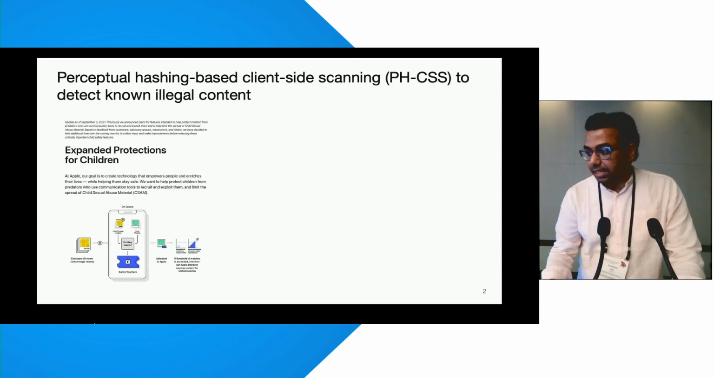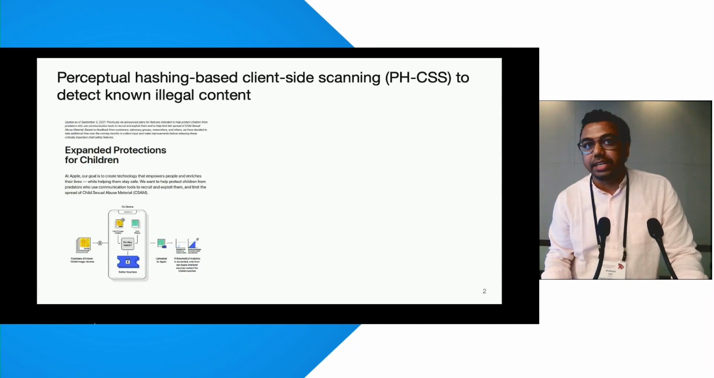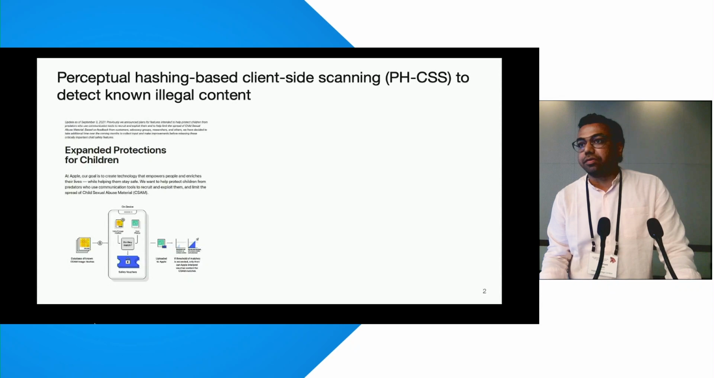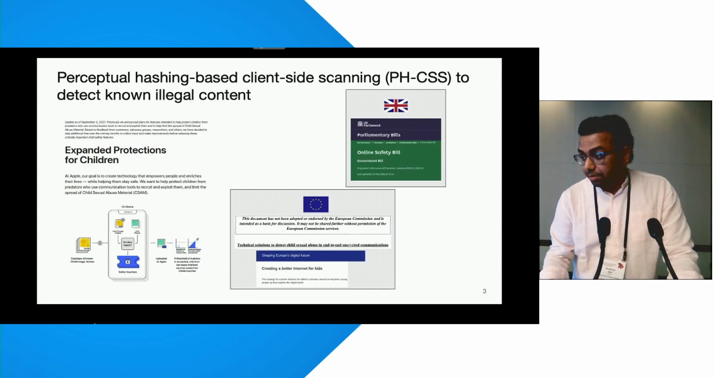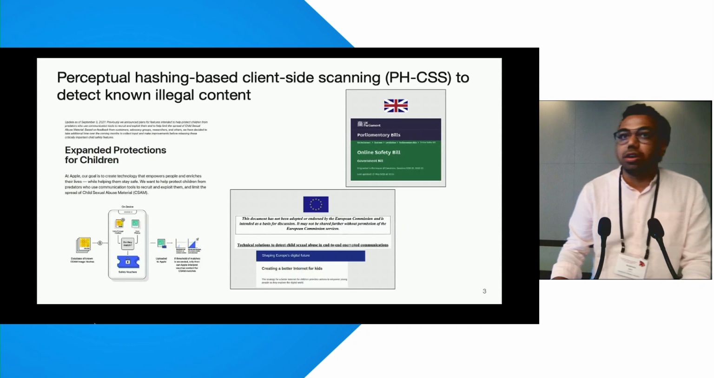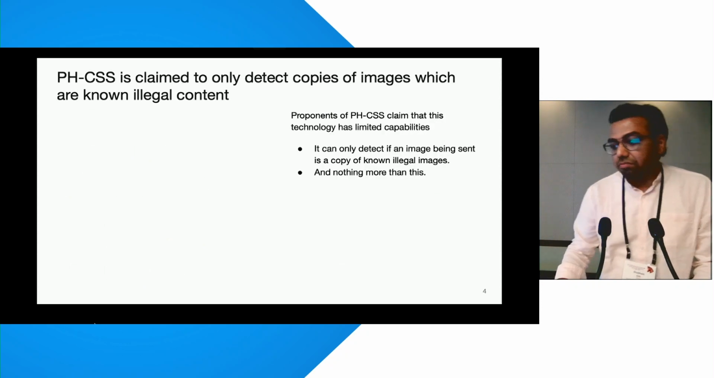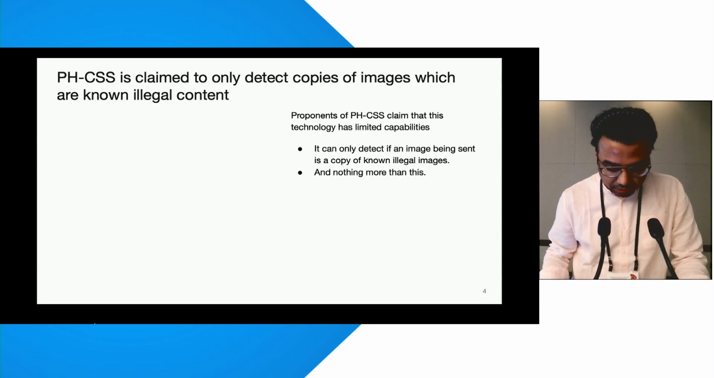Perceptual hashing based client-side scanning, or PHCSS, is being proposed as a solution to detect illegal content by companies like Apple on end-to-end encrypted platforms like iMessage, WhatsApp, Signal, etc. At the same time, governments in the UK and EU are working on legislation that will mandate the installation of this technology on hundreds of millions of devices.